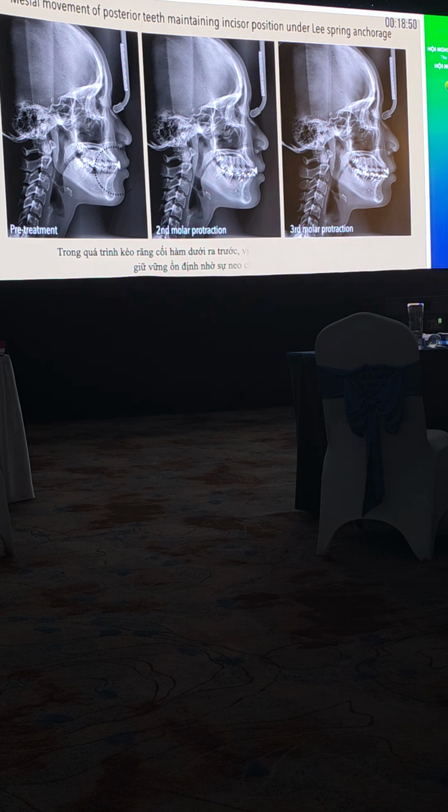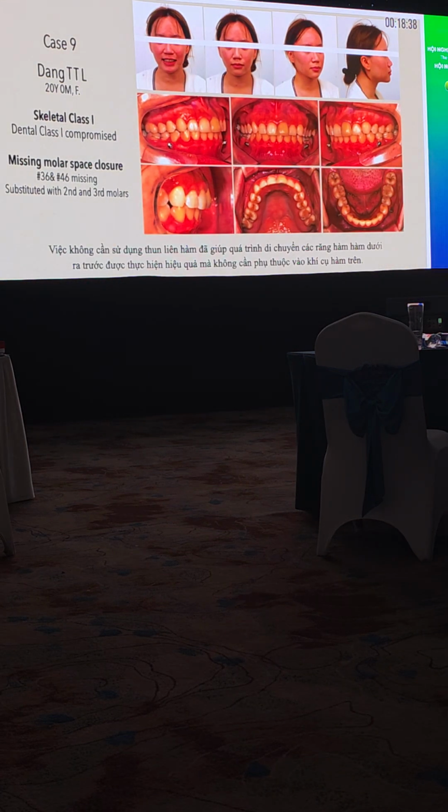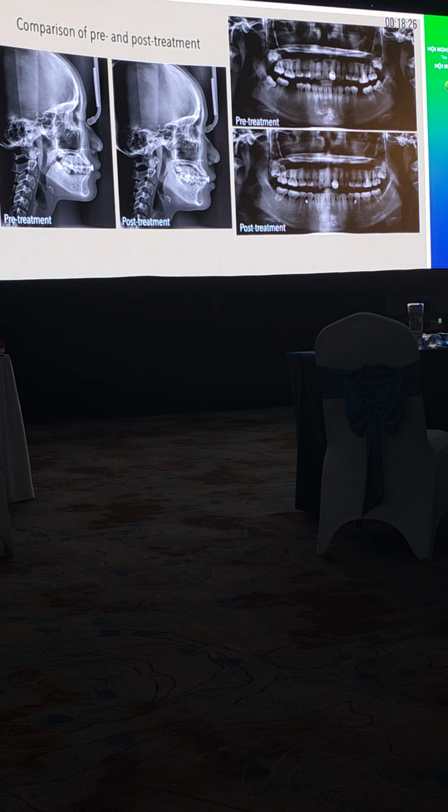While advancing the mandibular molars, the position of the mandibular incisors was stably secured due to the anchorage provided by the leaf spring. The absence of the need for intermaxillary elastic assistance allowed for effective forward movement of the mandibular molars without reliance on the maxillary appliance. The stability of the mandibular anterior segment was preserved independently of patient cooperation while achieving effective anterior movement of the posterior molars.